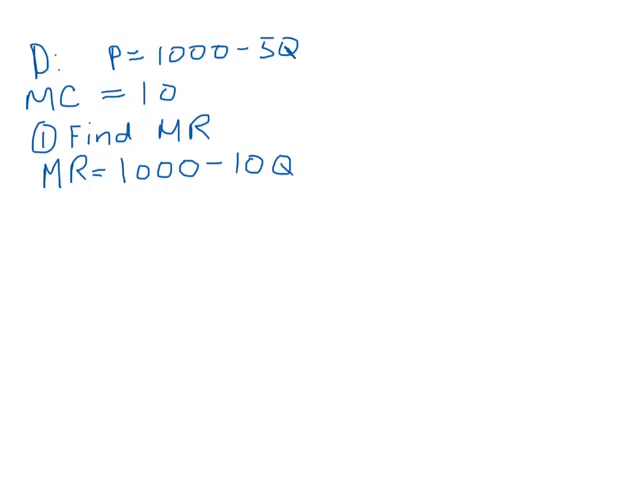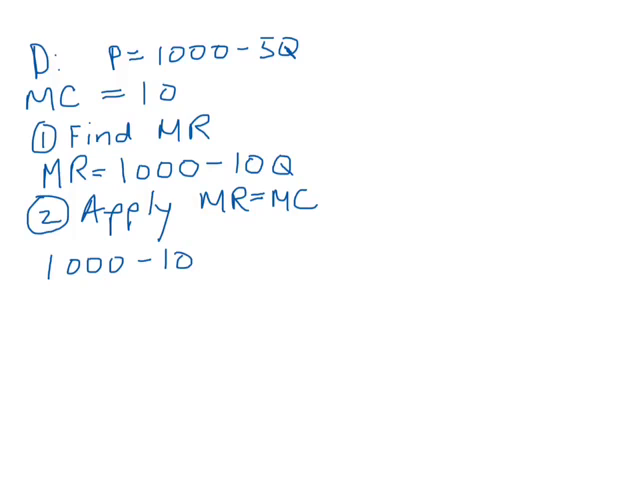And now, once we've done that, that happily is an easy step. Now we have to apply the output rule, which is always that marginal revenue equals marginal cost. So we know marginal revenue is 1,000 minus 10Q. And we know that marginal cost is constant at 10. So this is an equation with one unknown, Q, and we can solve it for a unique value of Q. We can move this around, adding 10Q to both sides, and then subtracting 10 from both sides. 10Q has to be equal to 990. That's just 1,000 minus 10.